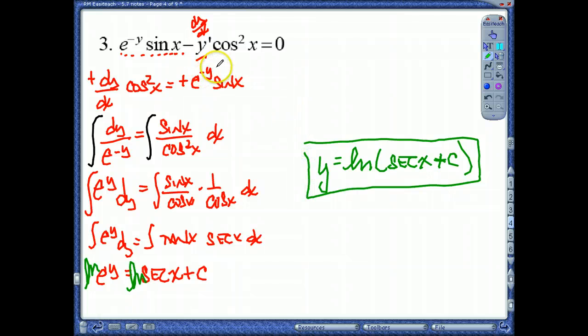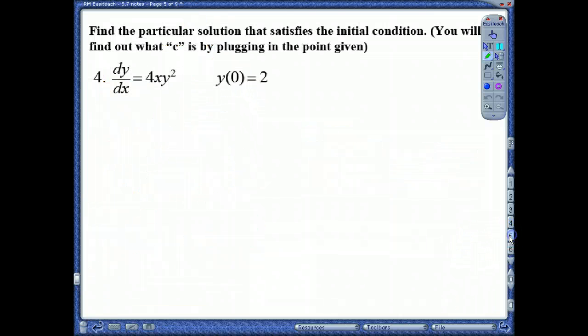So if you have y prime, you're going to have to rewrite that as dy over dx, solve for that first, and then get your y's to one side, x's to the other side.